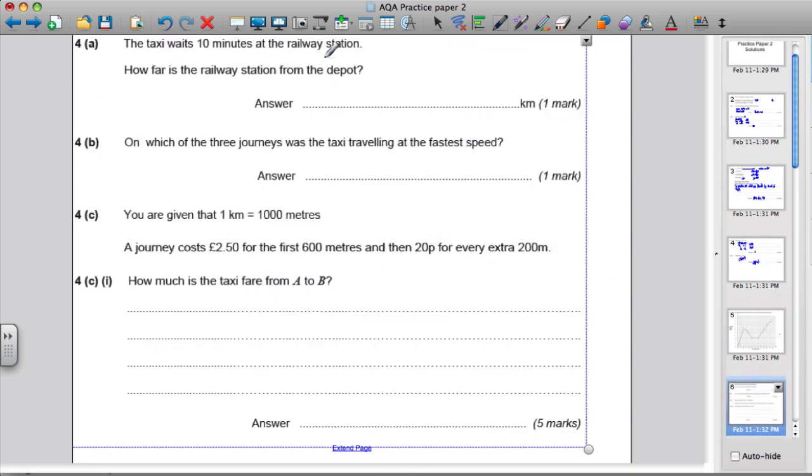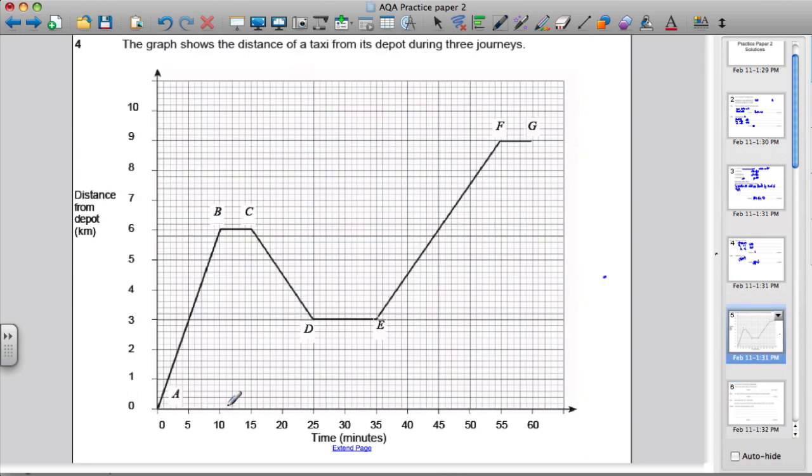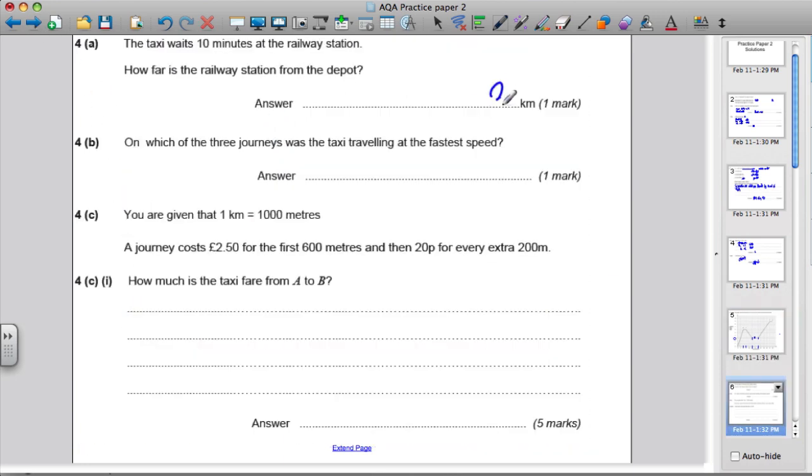A taxi waits 10 minutes at the railway station. How far is the railway from the depot? So, looking back here, where does the taxi wait for 10 minutes? Well, it waits between 10 and 15 there. It stopped. That's not the right one. It waits between 25 and 30 there. That's 10 minutes. That's when the taxi is stopped. So it must be 3 kilometers away. So the answer here must be 3 kilometers.